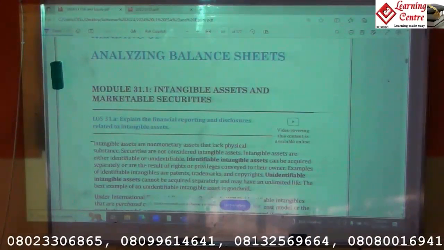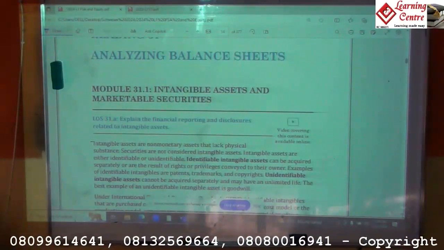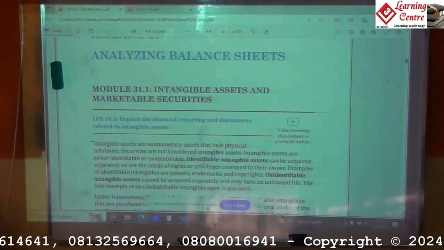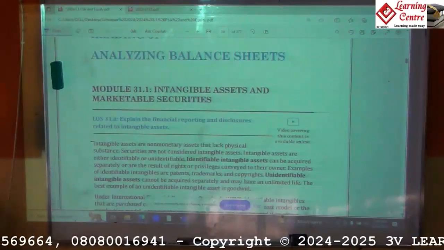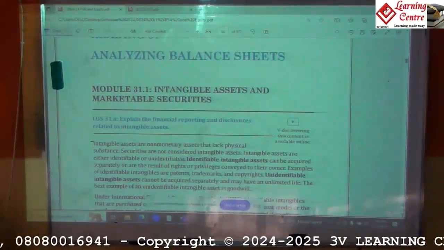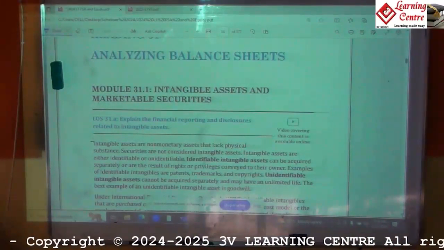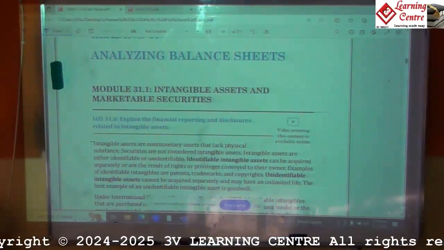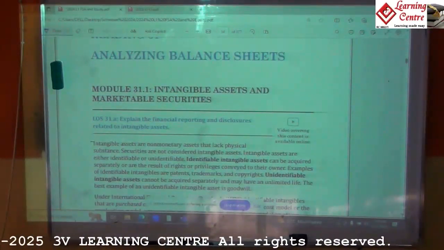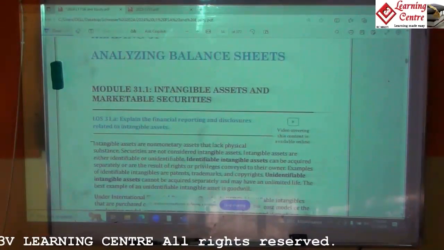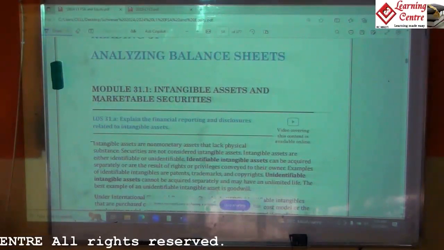So whatever they call it, let's say they call it goodwill, patent, or whatever, what matters to me is the definition of it. Once they are able to identify that it can be acquired separately and has a separate useful life, you treat it as an identifiable intangible asset. Let's say this is the way your questions will come out. They just tell you identifiable intangible, how do you treat it? IFRS says that you use the cost or revaluation model.